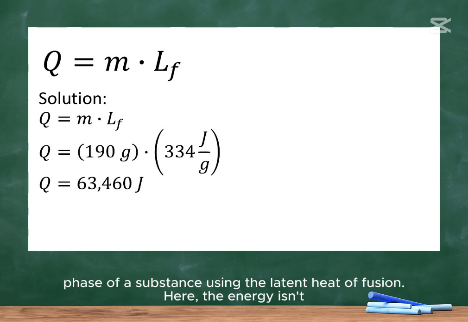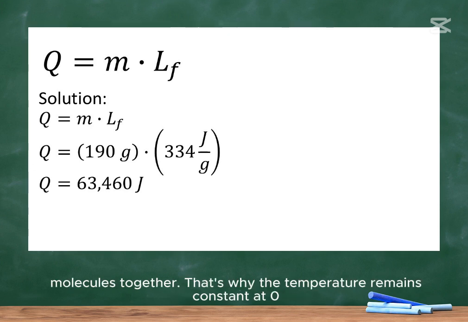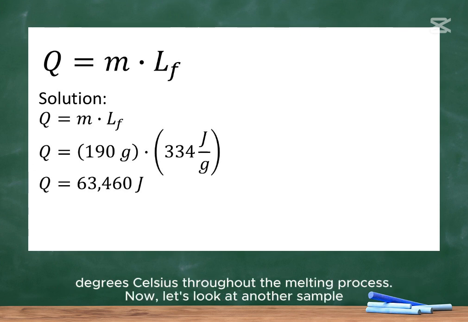This example demonstrates how to calculate the energy needed to change the phase of a substance using the latent heat of fusion. Here, the energy isn't used to raise the temperature but to overcome the bonds holding the ice molecules together. That's why the temperature remains constant at 0 degrees Celsius throughout the melting process.